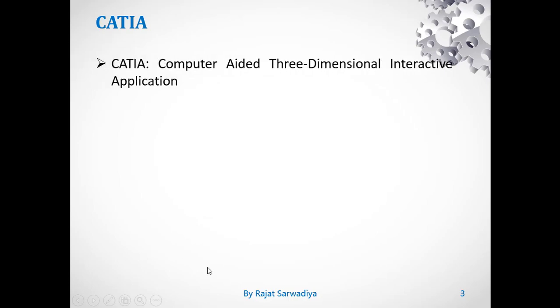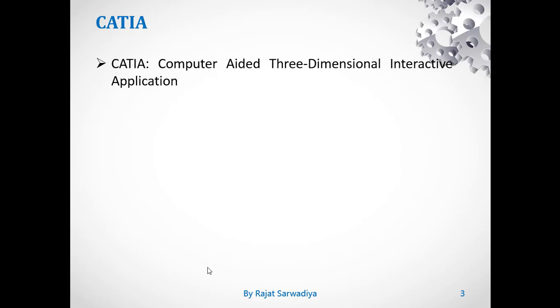Have you ever heard the name of CATIA? Do you have any idea about the full form of CATIA? The full form of CATIA is Computer Aided Three-Dimensional Interactive Application.